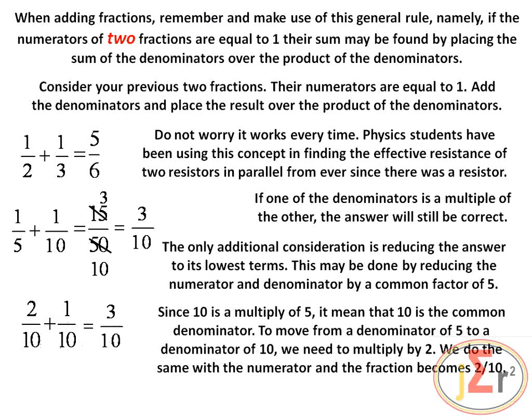So in finding the sum of two fractions with their numerators equal to 1, add the denominators and place the result over the product of the denominators, and that's all there is to it. If one denominator is a multiple of the other, the treatment is the same. However, at the end, you will realize that the answer can be reduced by a common factor. There is no harm in that. The answer is still correct.